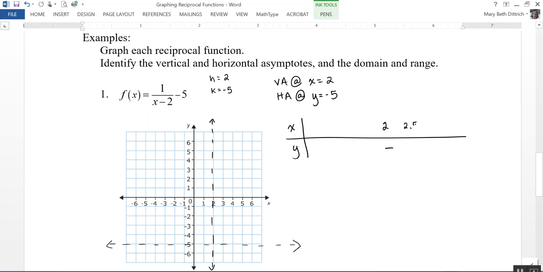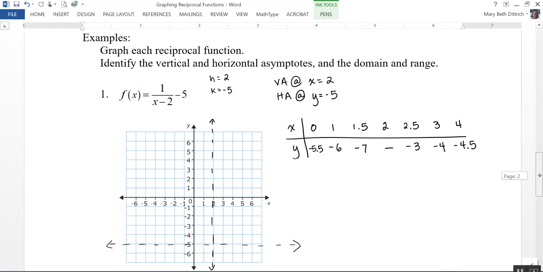and when I chose 2.5, I got y as negative 3. When I chose 3, I got that y is negative 4. And when I chose 4, I got y is equal to negative 4.5. Go ahead and choose values of x that give you reasonable numbers to graph. And then a few numbers less than x equals 2. I chose 1.5, which gave me negative 7. I chose 1, which gave me negative 6. And I chose 0, which gave me negative 5.5.